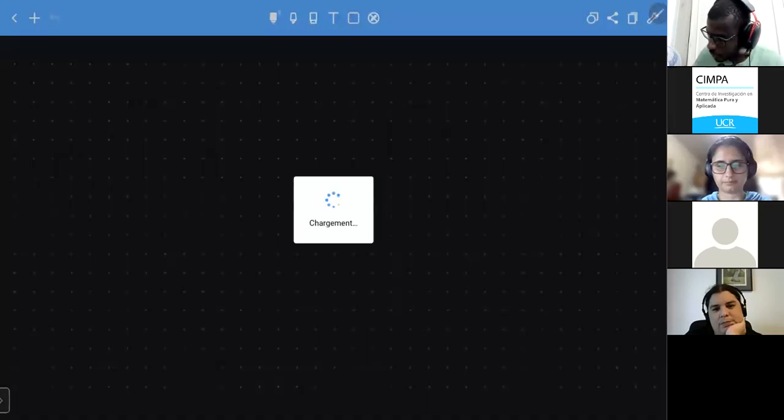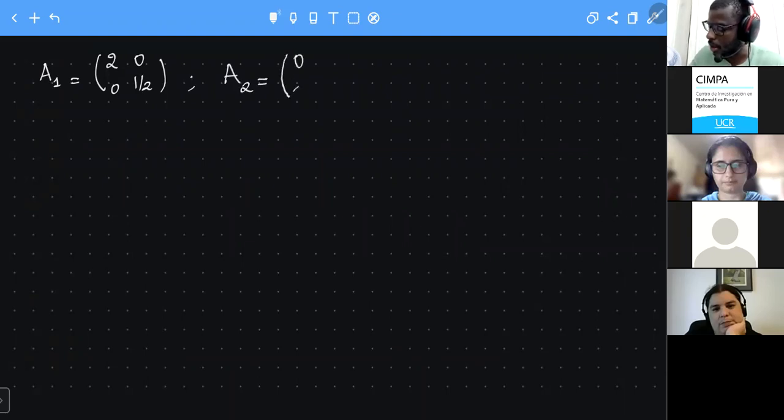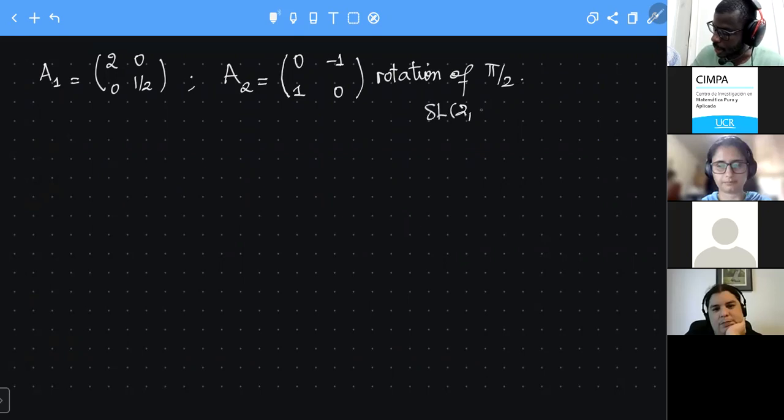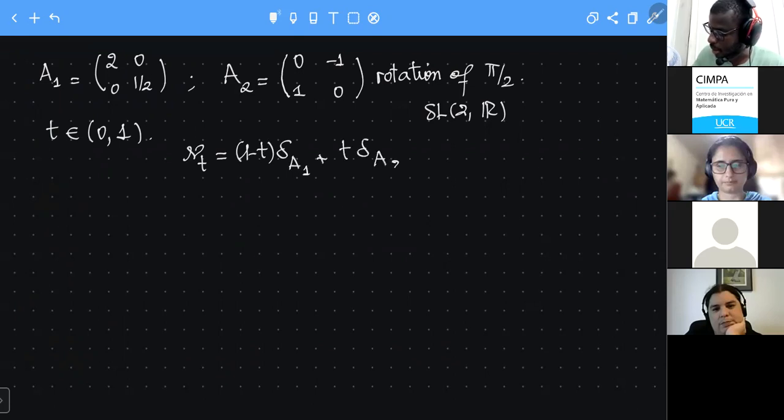So let's say I choose A1 to be the matrix 2, 0, 0, 1/2, and A2 to be 0, 1, minus 1, 0. This is a rotation of 90 degrees, a rotation of pi over 2. So these are matrices in SL2(R). And let me consider t in (0, 1), and the measure mu_t equal to 1 minus t times the Dirac mass at A1, plus t times the Dirac mass at A2.